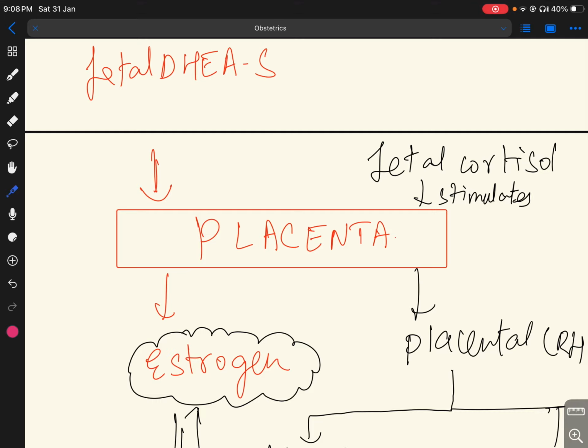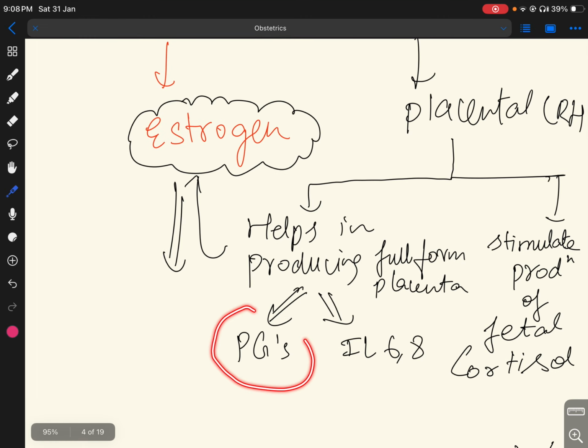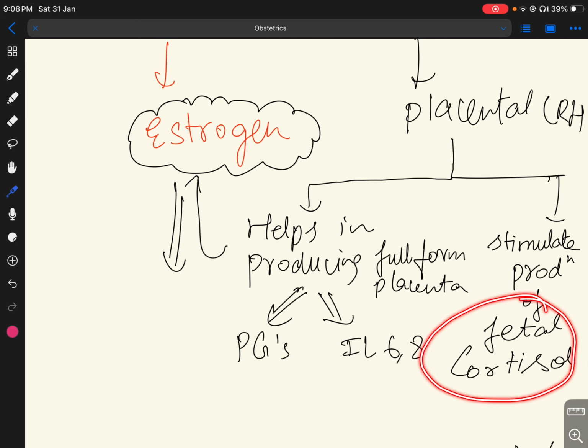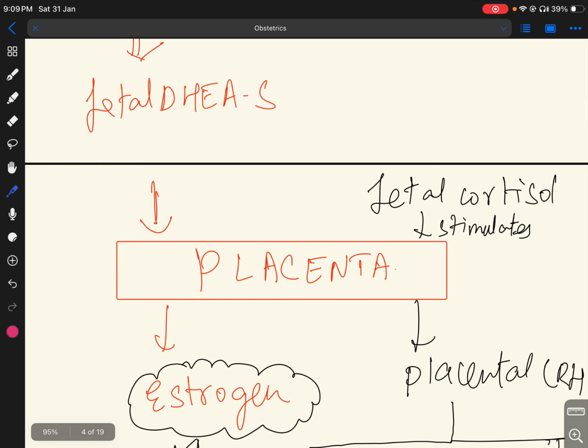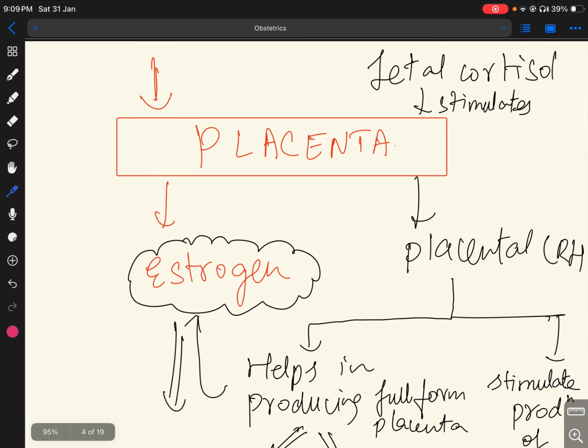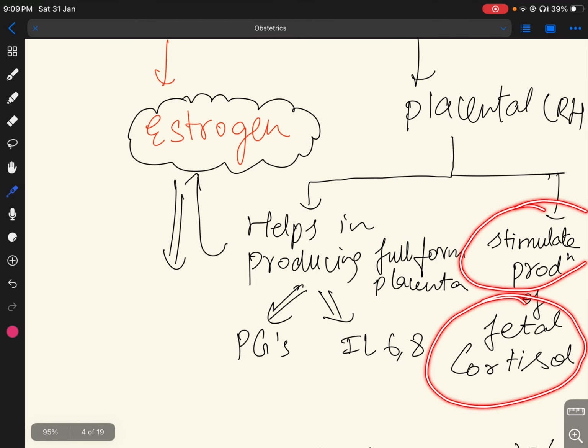What is the function of fetal cortisol? The fetal cortisol will stimulate the placenta to release placental CRH. Now, this placental CRH will be helping in producing full form placenta. That is, they will be releasing prostaglandins, interleukin 6 and 8, and stimulate the production of fetal cortisol. There is a positive feedback. This placental CRH is stimulated by fetal cortisol. Now, this placental CRH again stimulates the production of fetal cortisol. It is an example of positive feedback.